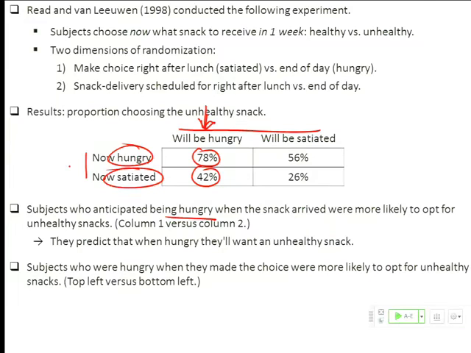Where do I want to be? Anticipated being hungry when the snack arrived. More likely to opt for unhealthy snacks. Oh, it turns out you can do this off of either column. So let me... All right, I'm going to mess up. So what are the numbers? 78% is more than what? What's the bottom one? 42.